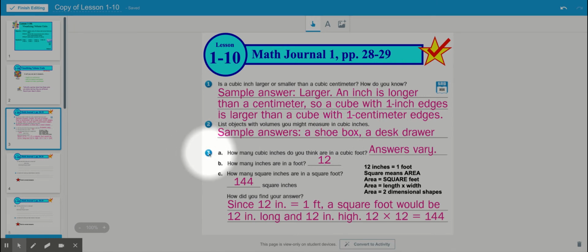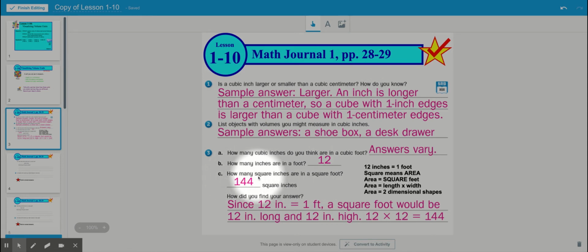Now, moving on to 3, this is where we want to do some math here. It asks, how many cubic inches do you think are in a cubic foot? This is where I would like you to pause the video and make a prediction. What do you think? How many cubic inches do you think would be in a cubic foot? Again, that's talking about volume. Now, B and C is going to help us start thinking through that. It says, how many inches are in a foot? Well, we know that there are 12 inches in 1 foot. So I'm going to write the number 12 there. You should too. Again, remember, we're in your math journal on page 28 and 29.